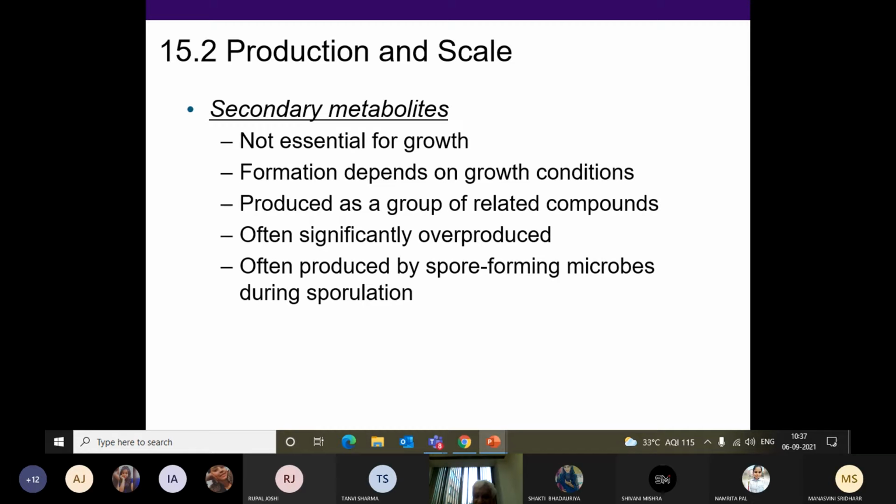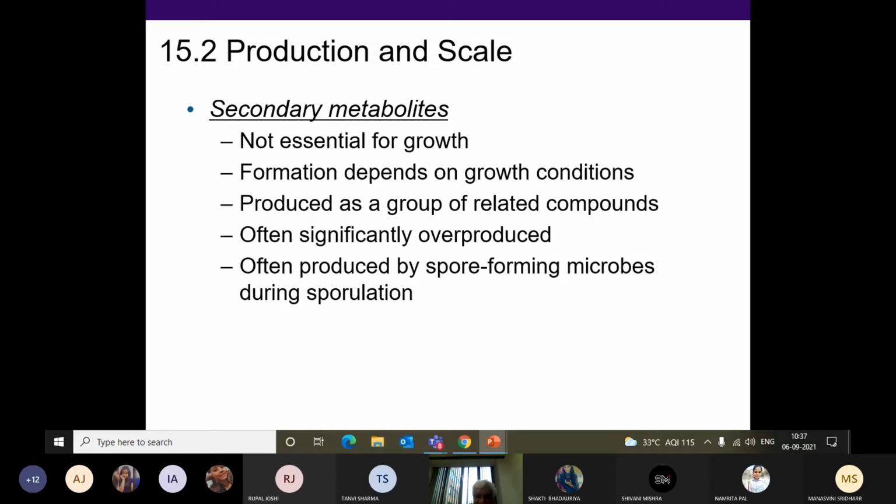Griseofulvin was a secondary metabolite. Vancomycin was a secondary metabolite. They are always produced in multiple small structural changes, because it's in a chemical pathway where the organism is coming to almost the end of its life cycle. Often they are significantly overproduced. Secondary metabolites are produced in the end stage, so the organism is not worried about the energy utilization or anything else. So they are produced on a large scale.